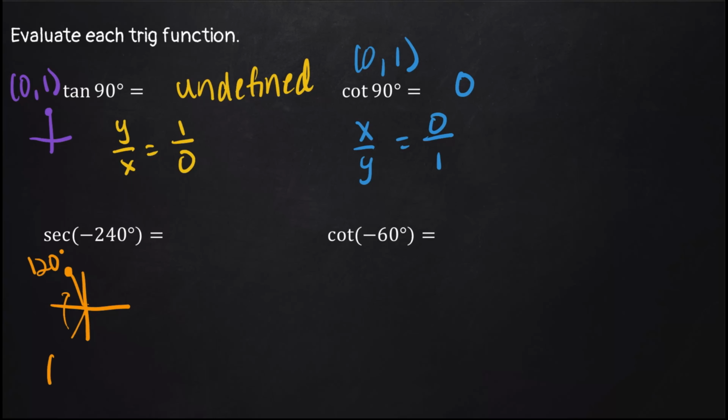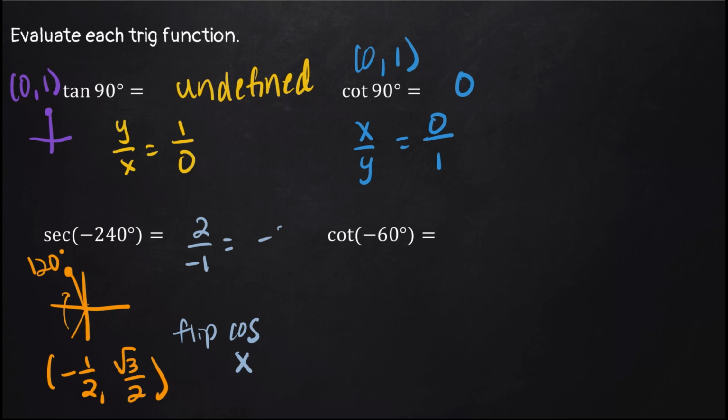So that terminal point is -1/2 and positive √3 over 2. Now if I want to find secant, secant I know is the reciprocal of cosine. So I'm going to flip my cosine, or flip my x. So that becomes 2 over -1, which is the same thing as -2.